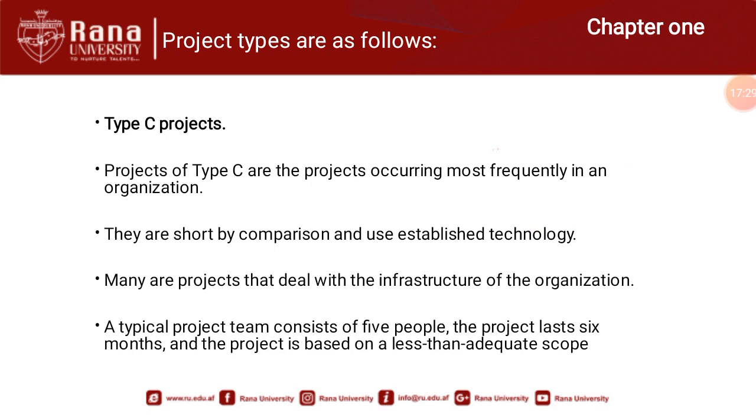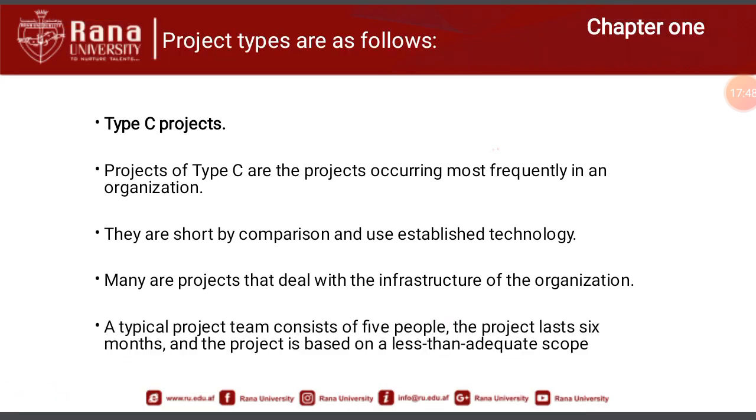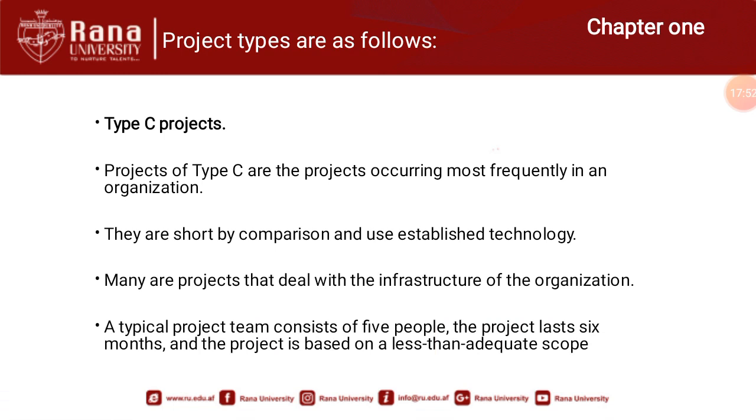Type C projects in any organization are the most frequently occurring projects, and by comparison, they are shorter in scope and length as compared to type A and type B projects. Any project which deals with the infrastructure of an organization falls into this category. The project team consists of 5 people, the project continues for 6 months, and the project is based on less than adequate scope. As far as risk and complexity are concerned, they are considered to be low in these projects.